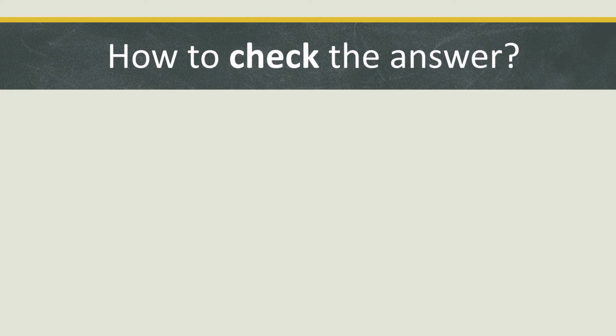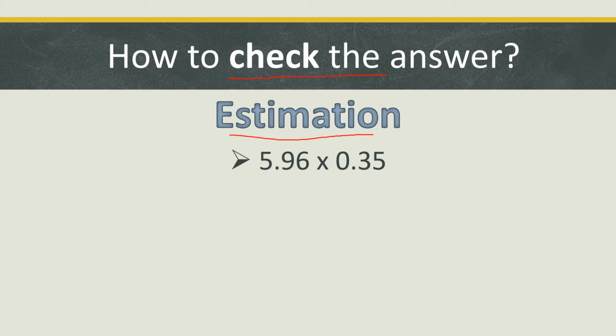Now, how to check the answer? By using estimation. So this was the question here, and now we have to round these two numbers to one significant figure. So when we round 5.96, we'll get 6, and when we round 0.35 to one significant figure, we'll get 0.4.